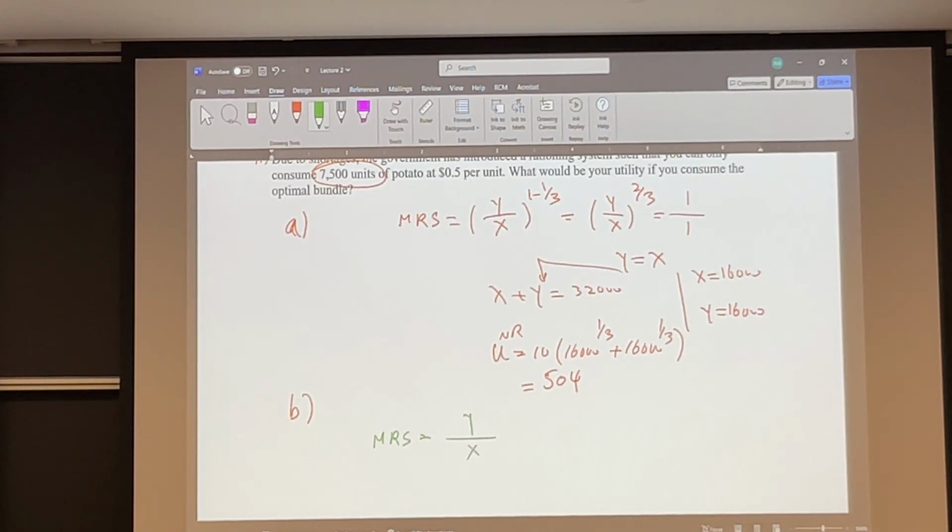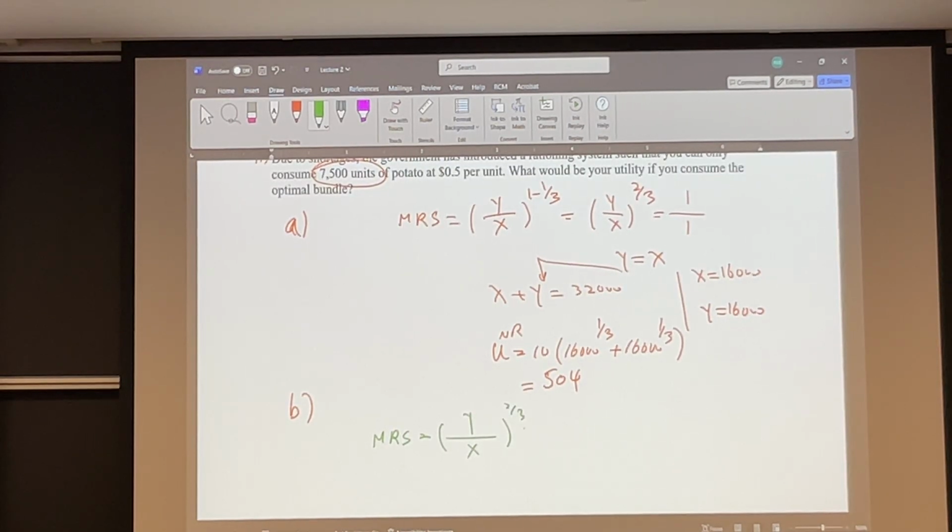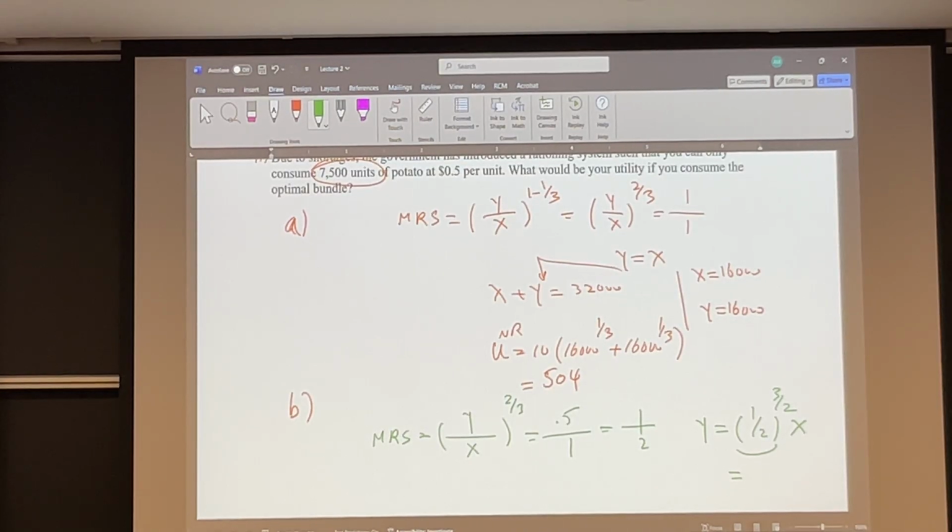The MRS is still the same. This is still the same. The relative price though is not 1 to 1 now. How much is the relative price? It's 0.5 to 1. The price is not the same. So I'm going to apply that one, and I'm going to solve for y. I'm going to get this one. What would be this? That's 1 over 2, that's 2 over 3. I flipped it to get the y. That will be 1 over 2 to the power of 1.5.